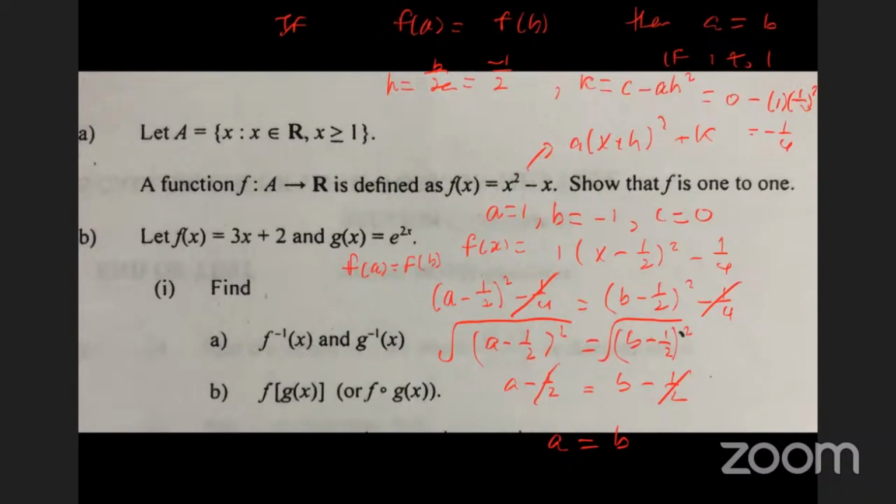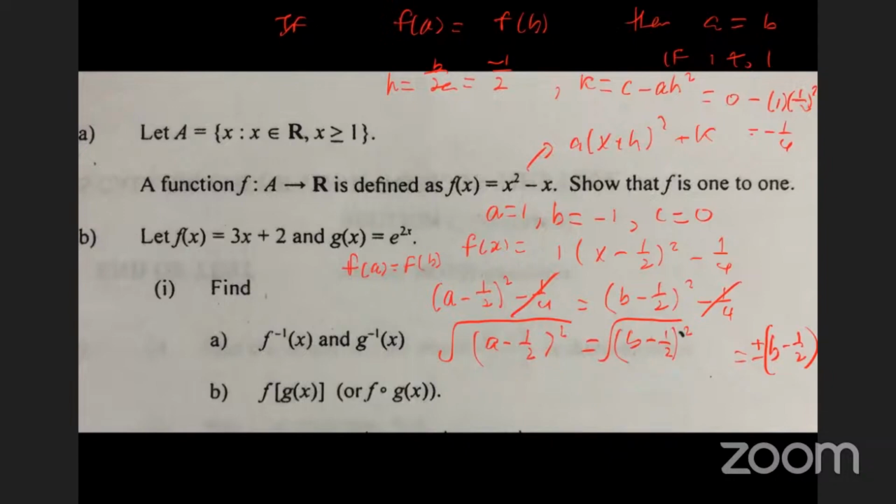One thing I want you to remember, whenever you have the square root of something, remember it's plus and minus. So it's plus and minus b minus a half. So really and truly, there's something I kind of left out here. But let me show you why I left it out.